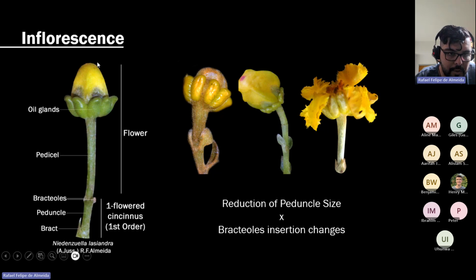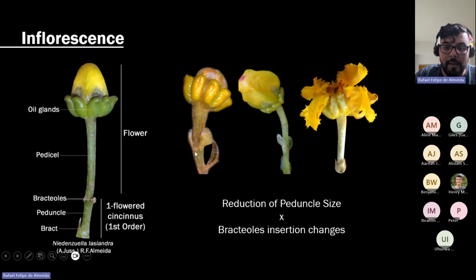So this entire structure that seems to be a single flower is not actually a single flower. It is a one-flowered cincinnus. So it's the first order inflorescence. So you don't need to memorize these difficult names. You just need to know and accept right now that every time you see a single flower in Malpighiaceae, you're not seeing a flower. You're seeing a one-flowered inflorescence.